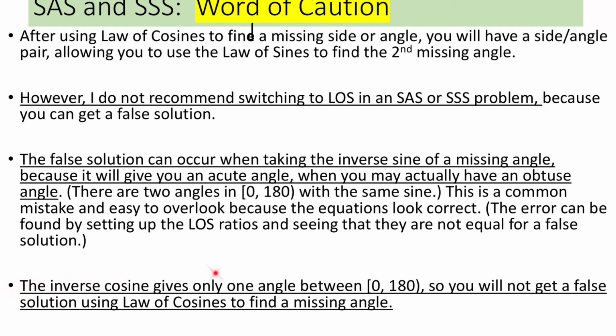That's because the inverse cosine will only give you one angle between 0 and 180 degrees. Therefore, you'll get the correct angle. You won't accidentally get the acute angle when you really have an obtuse angle. So you won't get a false solution if you use the law of cosines all the way through the problem. So this is what I recommend.